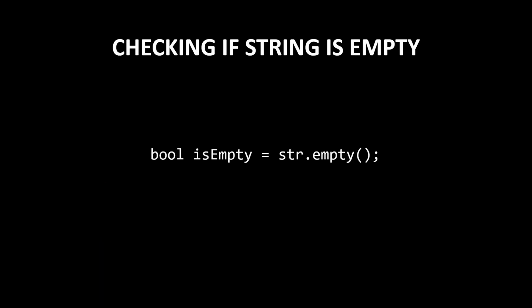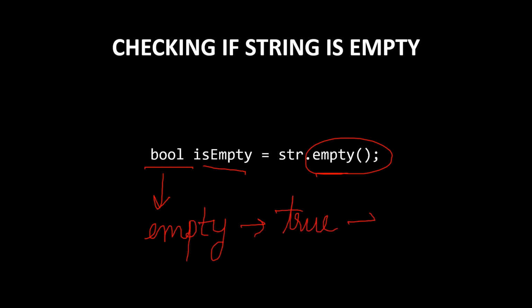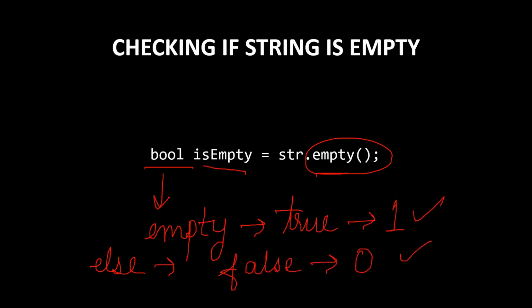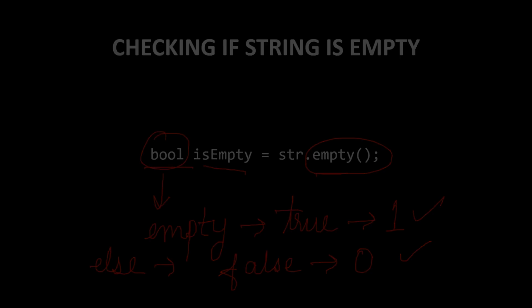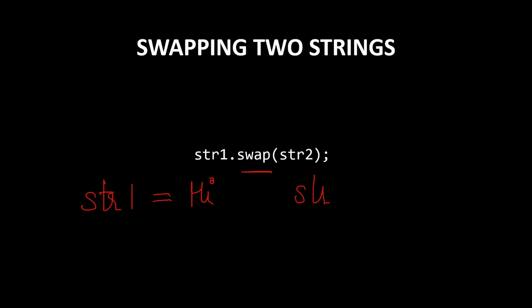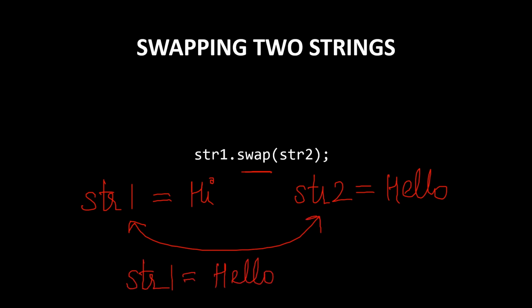Checking if a string is empty. This code snippet returns true if the string is empty, otherwise false. The bool here is responsible for returning a true or 1 if the string is empty. Else it will return false or 0. Swapping two strings. This code snippet swaps the contents of two strings. Consider two strings, hi and hello. When we use the swap function on these two strings, their values will be interchanged.